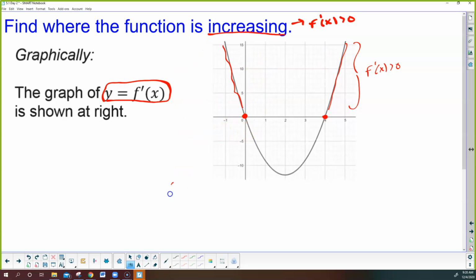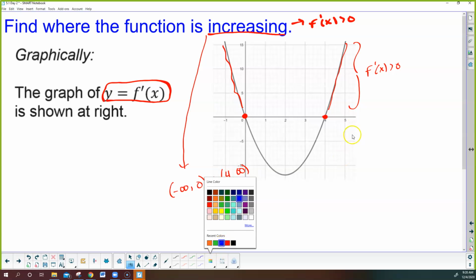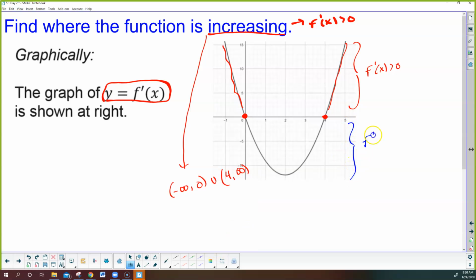So to answer this question, if I go from negative infinity to 0, and I could put the union symbol or I could just leave it blank, it doesn't matter. And then from 4 to 0, this is where the function is increasing. So where would it be decreasing? It'd be decreasing when the derivative is less than 0. Okay, so anytime you're below here, that's when your derivative is negative.